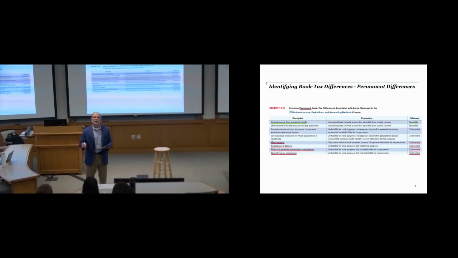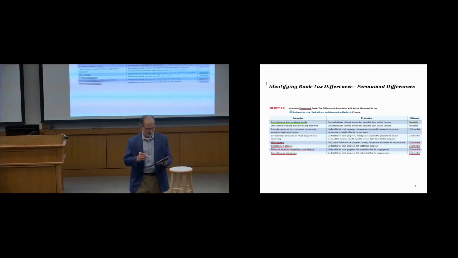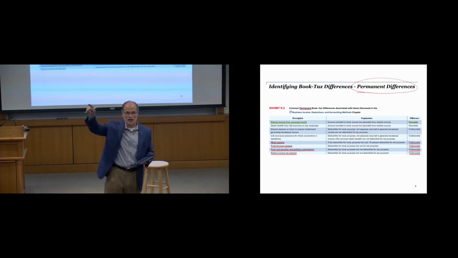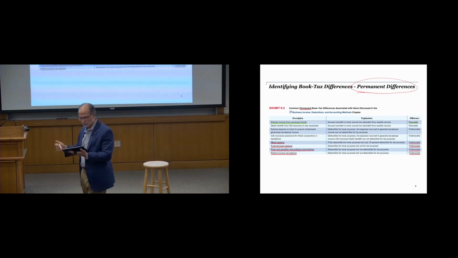Okay, so let's start identifying some differences. So we're going to talk about permanent differences. These are items that will never reconcile. They can be income, expense, they can be favorable or unfavorable. We're just tumbling through some of these.